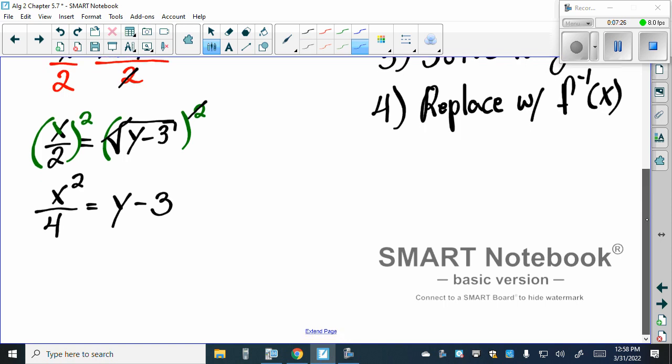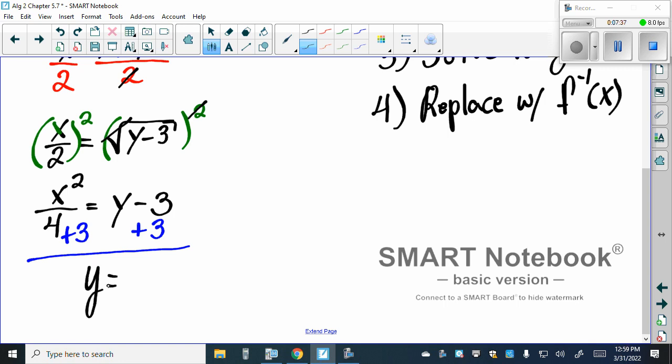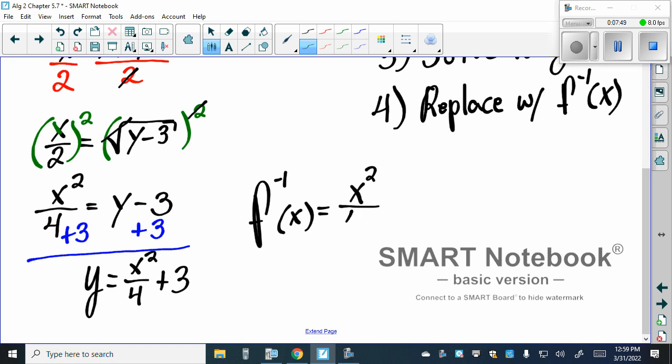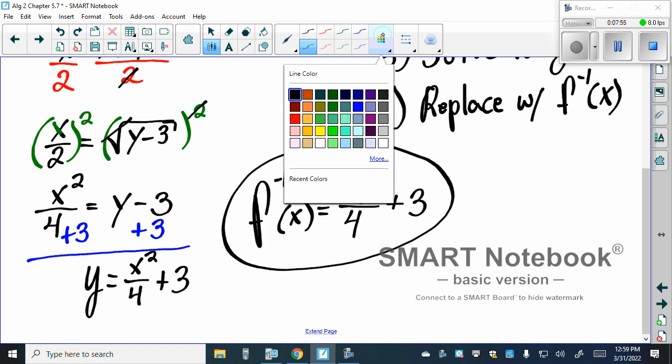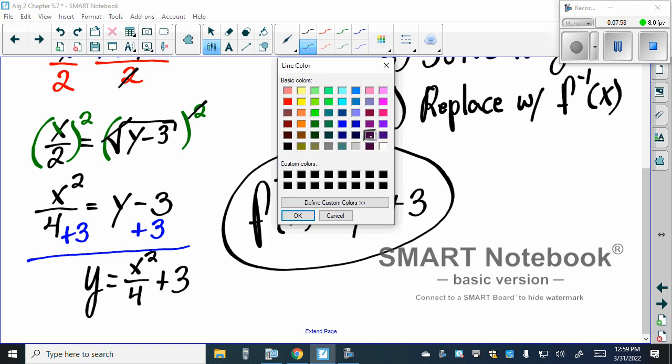Now what's the last thing we need to do to get y by itself? Add 3. Which will tell us that y is equal to x squared over 4 plus 3. So our f inverse of x is equal to x squared over 4 plus 3. And we get this here. Actually, let's go with that.